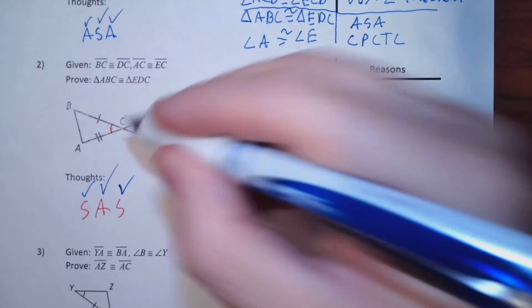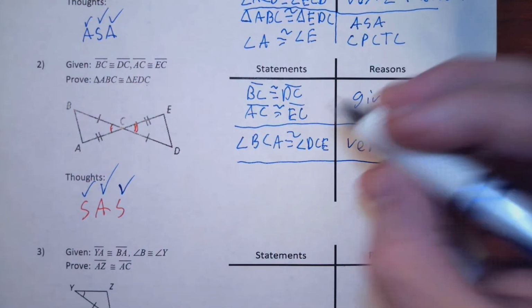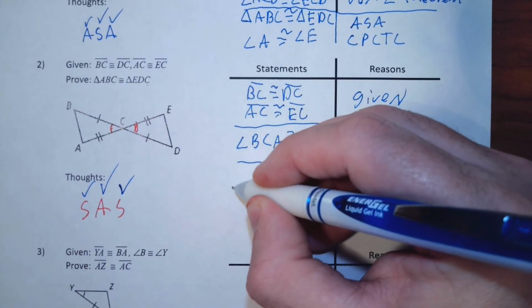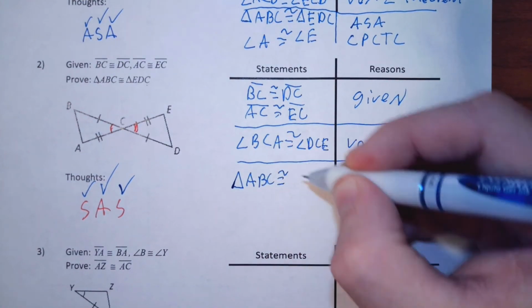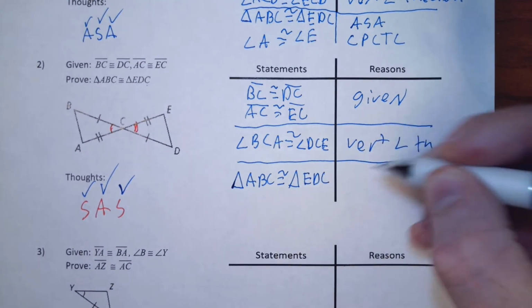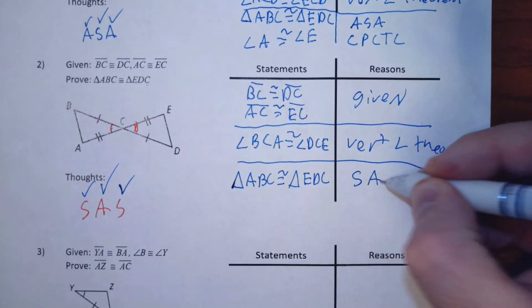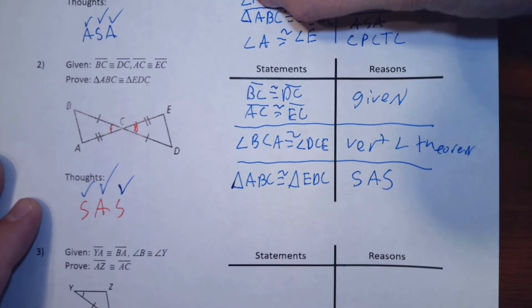So I got my angle, and so I got my three things. So all I need to do is write my proof. Write what I'm supposed to prove. A, B, C, E, D, C. And that is because of SAS, side, angle, side. All right, we're moving. We're getting it done.